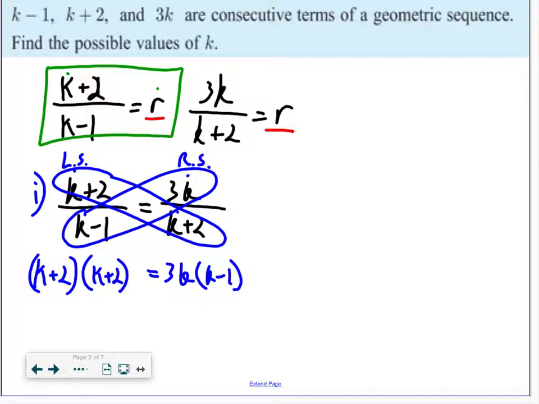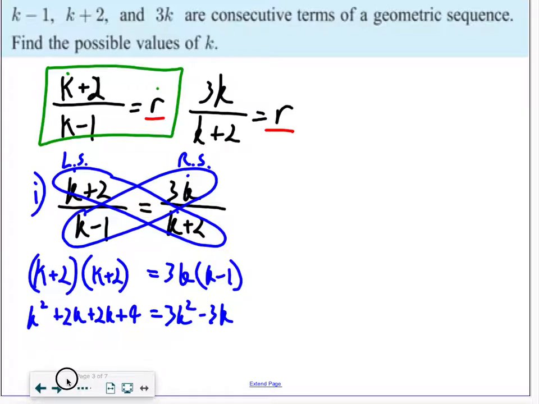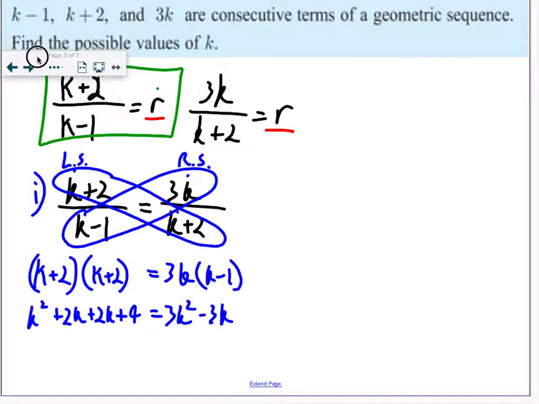So distributing this, I'm going to get k squared plus 2k plus 2k again plus 4 is equal to, distributing this, 3k squared minus 3k. So at this point, I recognize I have a quadratic. And to solve a quadratic, I need to get it set equal to 0.